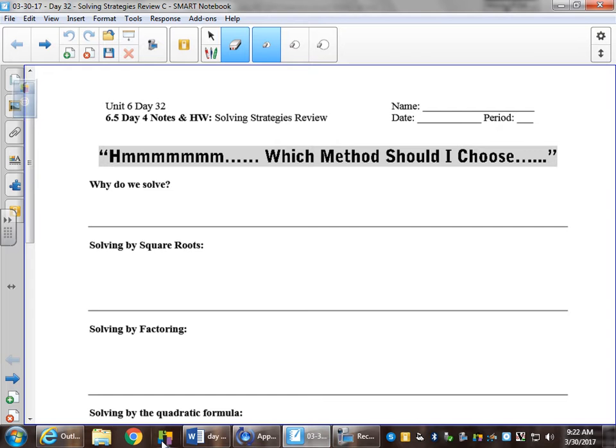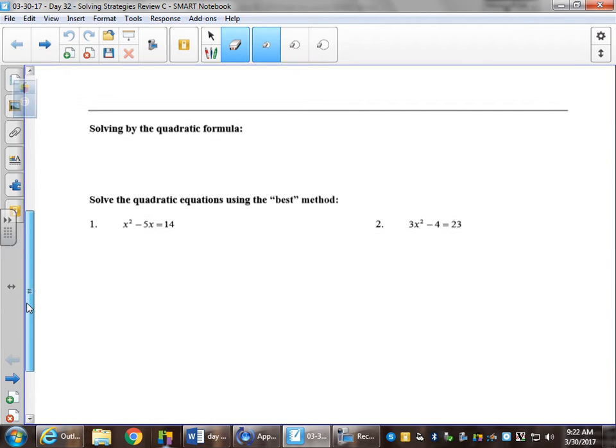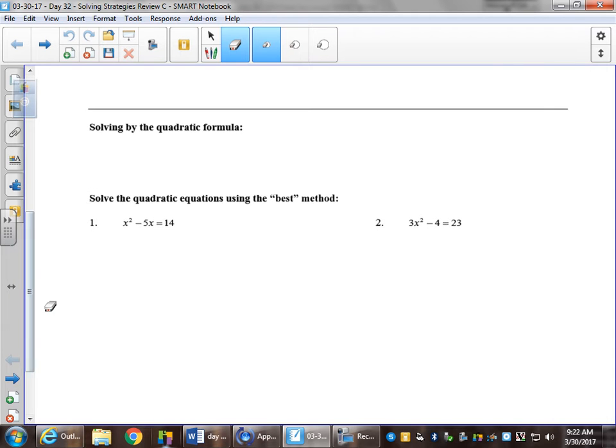Is defining when we know how to solve something. So if we're given quadratic equations like we are down here and on the back and on the next page, we don't know. We have to decide which method to use to solve these. So what we're going to take notes on is when to use each method. Make sense? Yeah. All right.